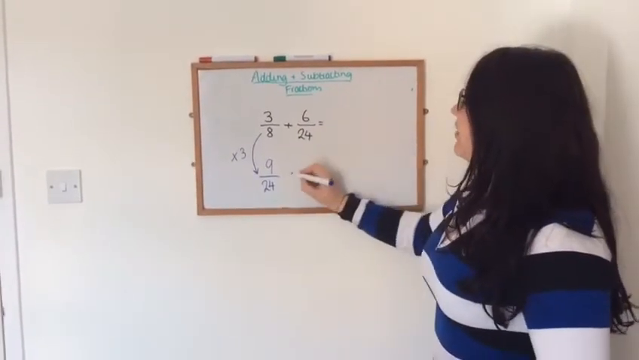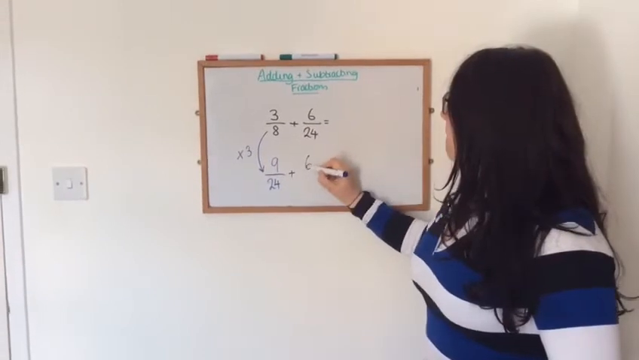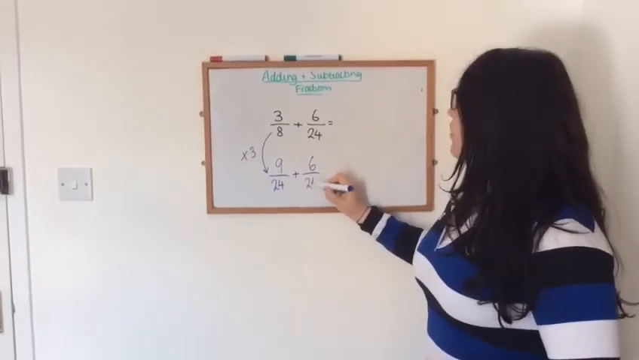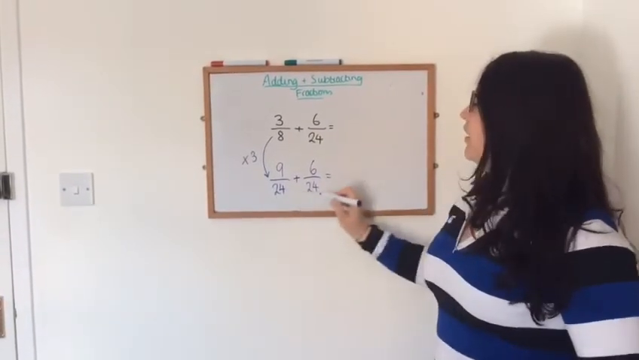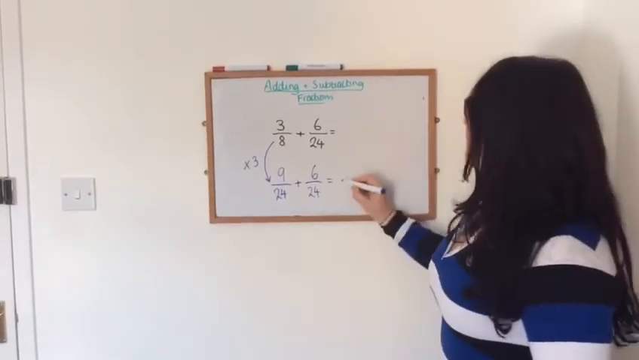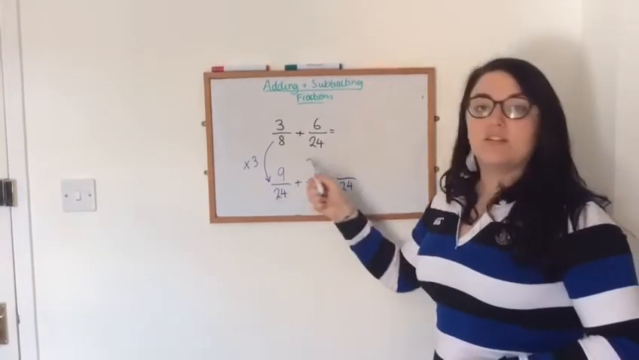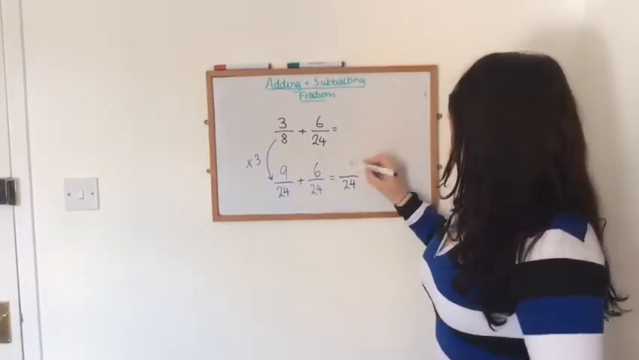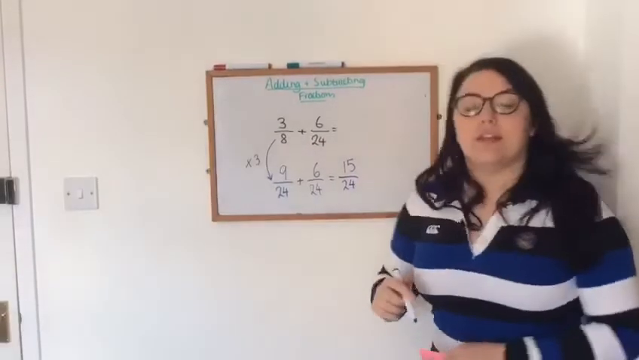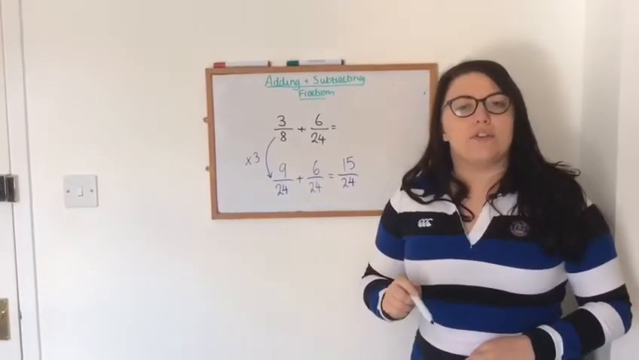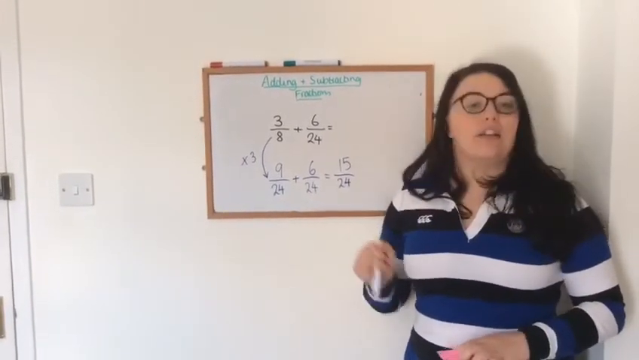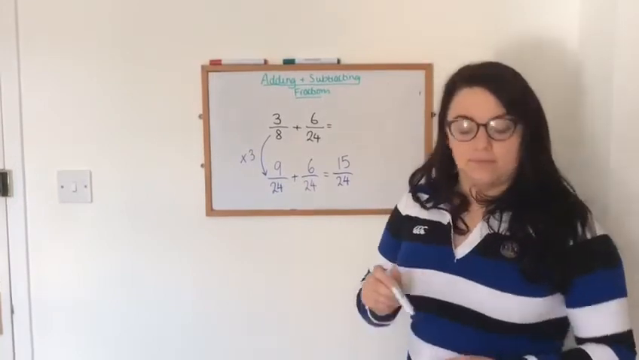Then we need to bring the rest of the calculation down. So 9/24 add 6/24. The denominator is going to stay the same. And then for the numerator we just need to do the simple addition. So 9 add 6 is 15. Hopefully you all got that one. If you struggled with it, maybe go back and watch the other calculations again just to become more confident.